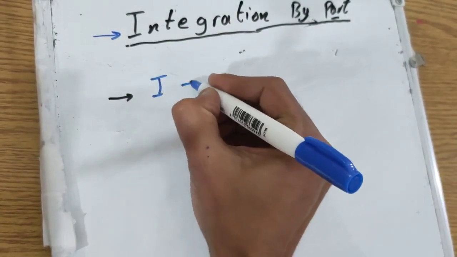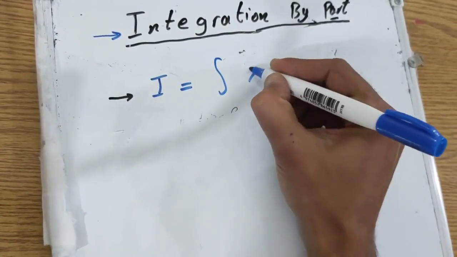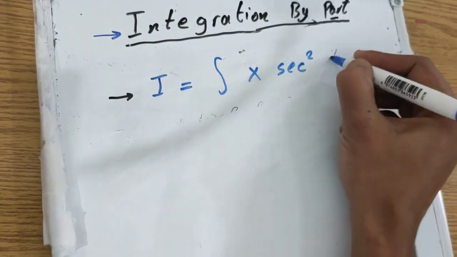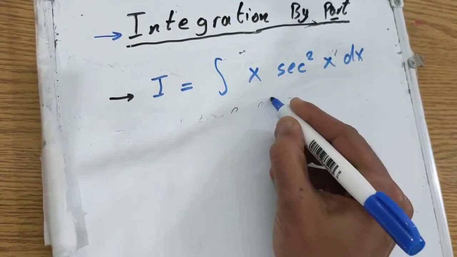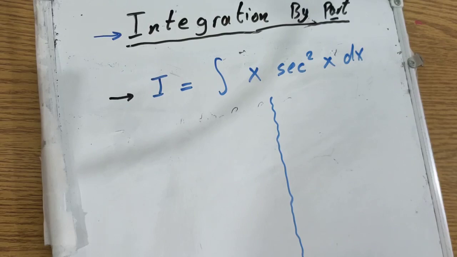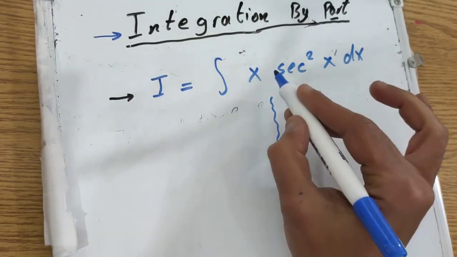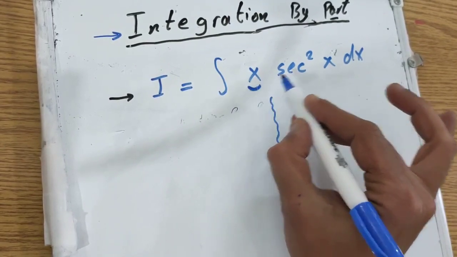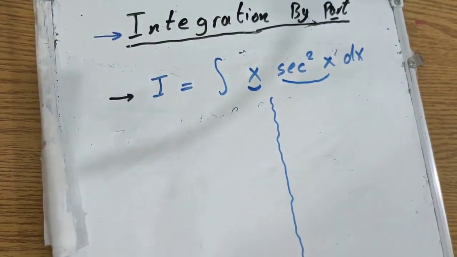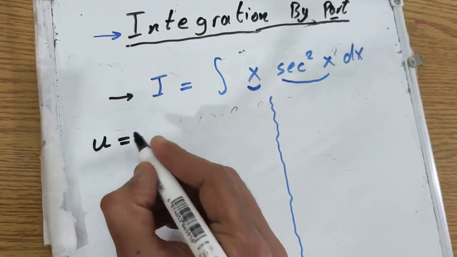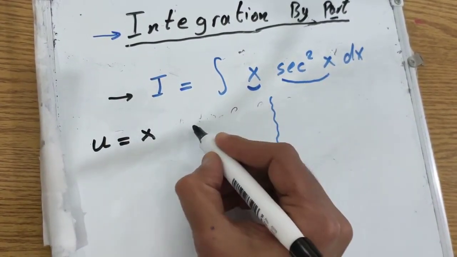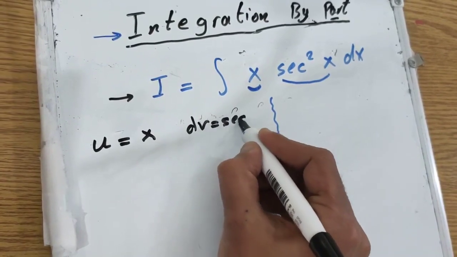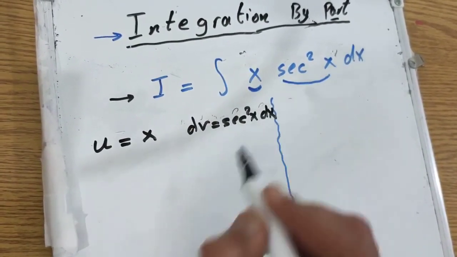Now let's see another example. If we need to evaluate the integration x times sec square x dx. Of course, that's case number 1 for using by parts, when you have a polynomial x times a function that can be integrated, which is sec square x. So we can select u to be x, and the dv to be sec square x dx.